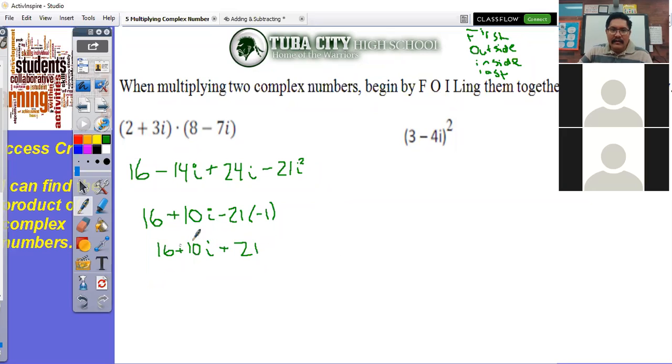But anyway, now I have two real numbers. So I'm going to combine those. So 6 plus 1 is 7, and 2 plus 1 is 3. So I get 37 plus 10i.